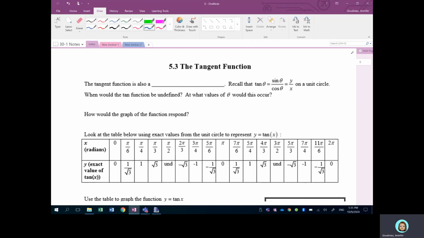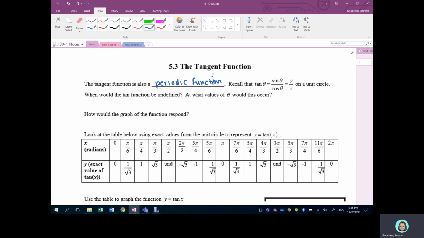In 5.3, we are going to analyze the tangent function. Like y equals sine x and y equals cosine x, we are going to create a table of values for tangent using the unit circle, and then we are going to plot those points to see what the tangent function looks like. Also, like sine and cosine, the tangent function is a periodic function. That means that it is going to repeat the same y values for a specific interval of x values.